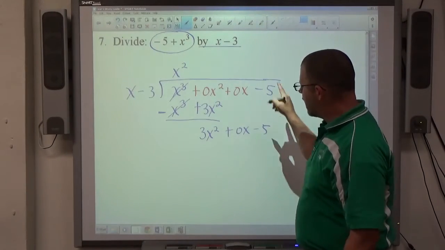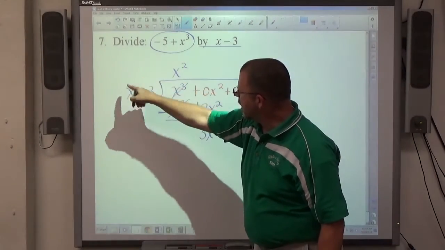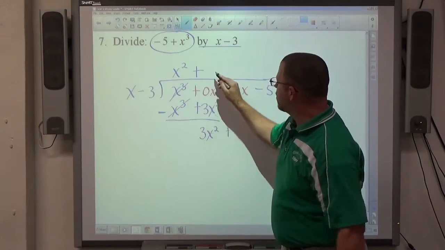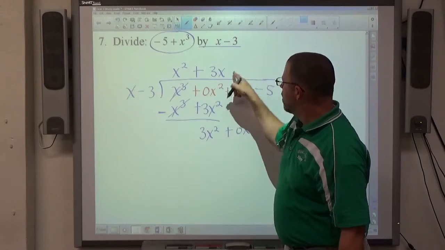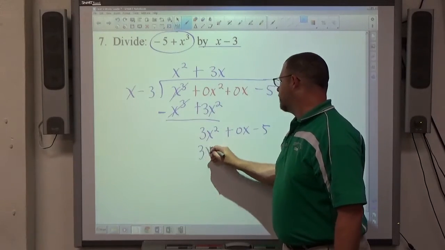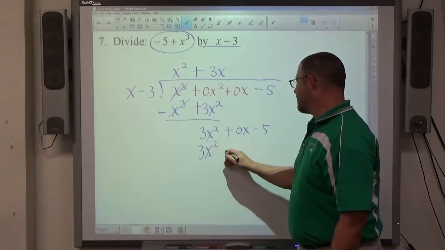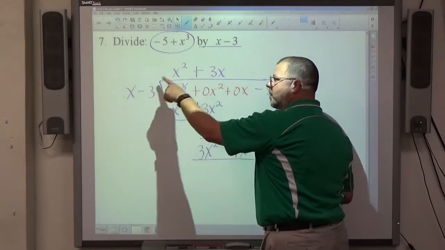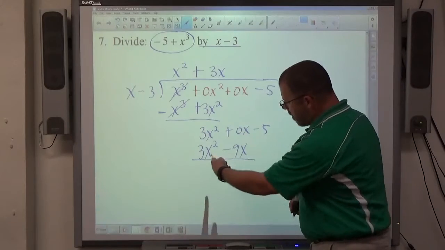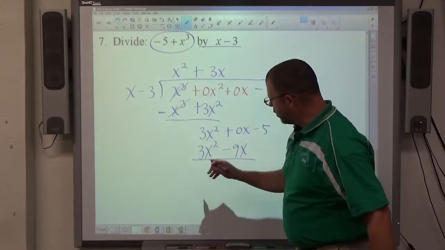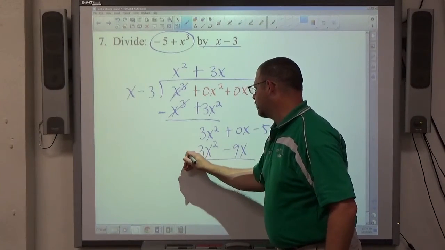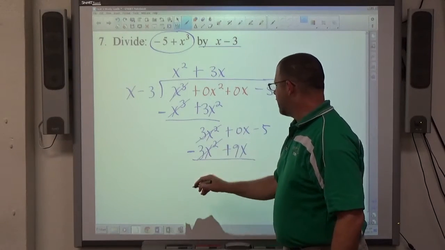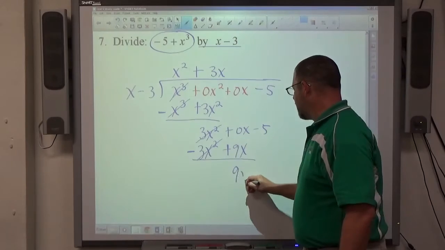Go through the process again. First object inside, first object outside, both positive, so I get a positive. 3x squared divided by x drops the power by 1 to 3x. 3x times x makes 3x squared. 3x times negative 3 makes negative 9x. Careful signs, positive times negative makes a negative. Binomial product, I'm going to change the signs to create subtraction. So 3x squared becomes negative, 9x becomes positive. 3x squared minus 3x squared cancels. 0 plus 9x is 9x.